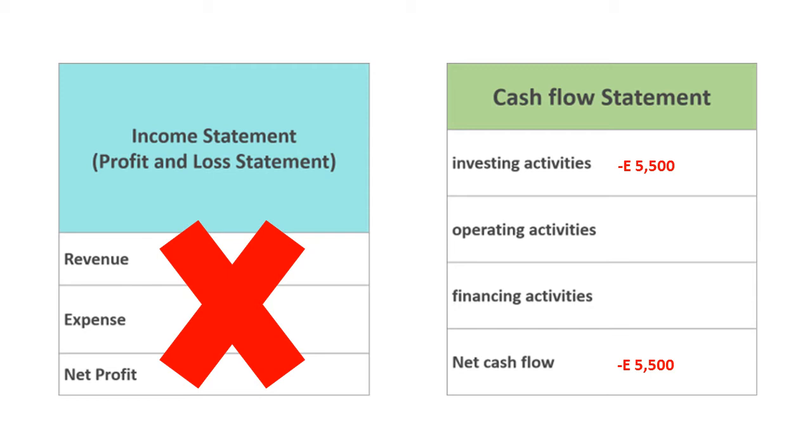As you can see here, the income statement has nothing to do with this exact transaction, since it will only focus on the investing activities, which is minus €5,500, because this is more of an activity like transport or logistics. It's an investment to the company. So that leaves us with a net cash flow of minus €5,500. This is transaction number 4.